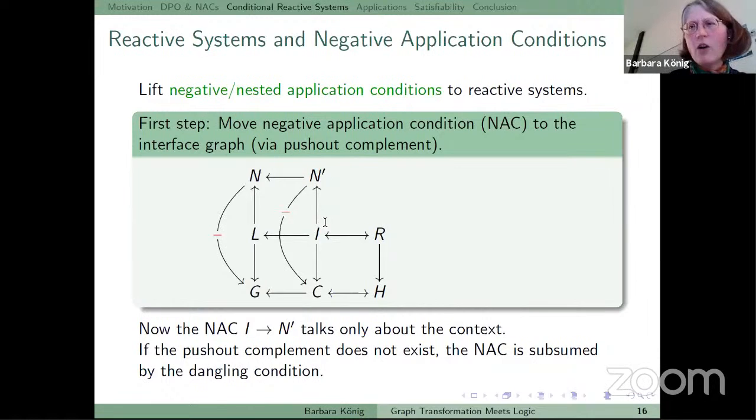So this is equivalent. You can say, okay, but then push-out complement need not exist. Yes, that might be the case, but then the NAC is already subsumed by the dangling condition and you don't actually need it. So the first lesson learned is you can also put the negative condition on the interface, which is better for reactive systems because the interface you can access somehow.